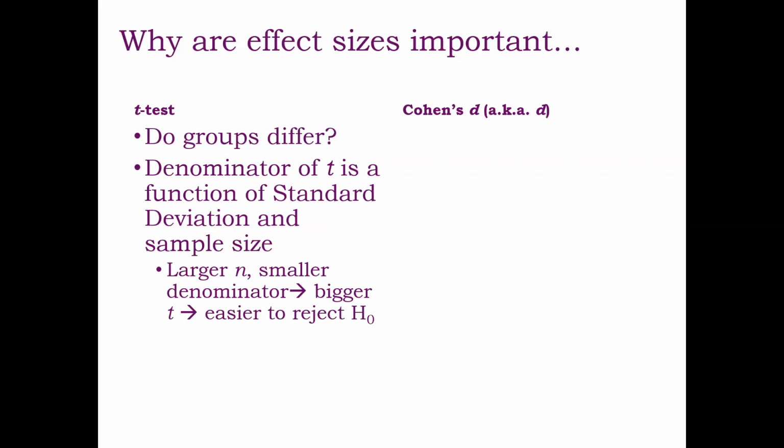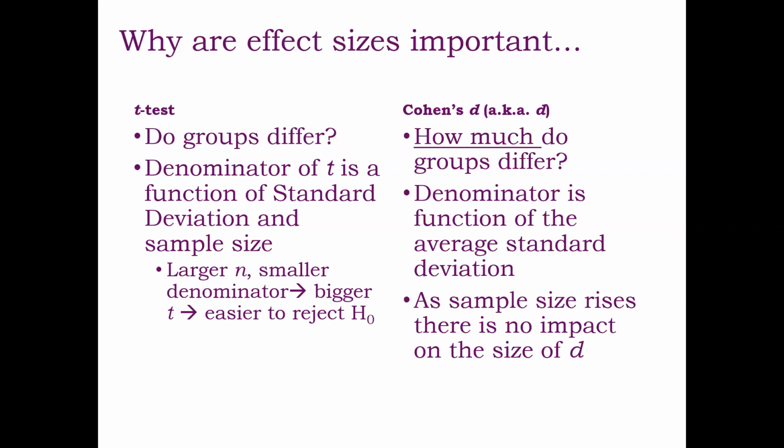Cohen's d, or d, right, is really answering the question of how much do the groups differ. So your p-value or t-test is, is there a difference? Your Cohen's d is, how big is the difference, right? That's the effect size. Here, the denominator is just a function of the standard deviation, the average of the two, right? And so it's independent from sample size. All right, here's the d equals the difference between the means divided by the pooled standard deviation, okay?